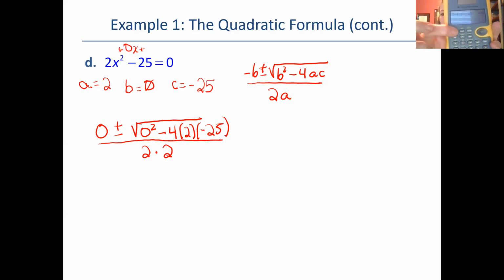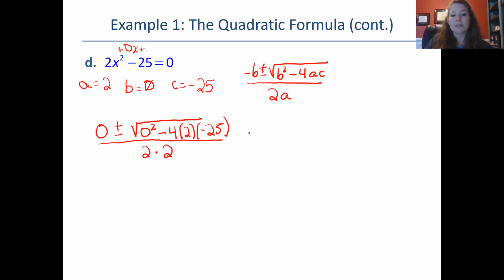So I'm going to hit second. I'm going to hit my x squared button. I'm going to type in 200. And my calculator tells me the answer is 10 square roots of 2. Okay? So I don't have to write 0 plus or minus 10 square roots of 2.